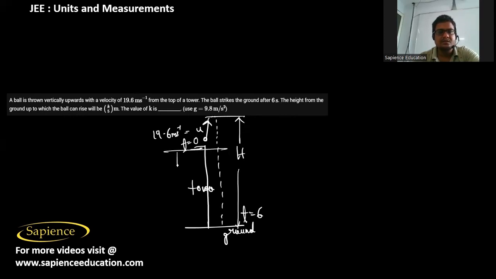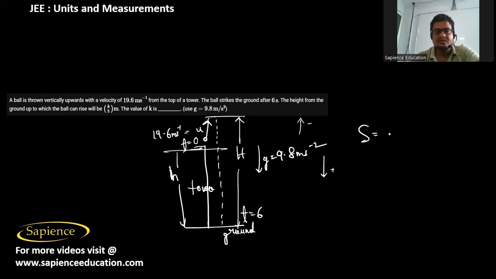So if the height of the tower is small h, g is equal to 9.8 meter per second square, which is acting vertically downwards. So if we take vertically downwards as positive, then vertically upwards will be negative. So then therefore we can say s will be equal to ut plus half at square.